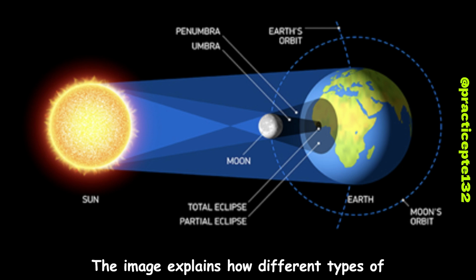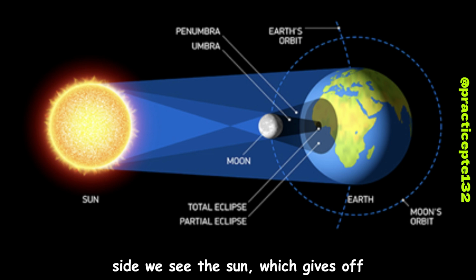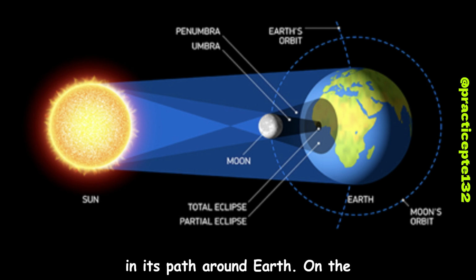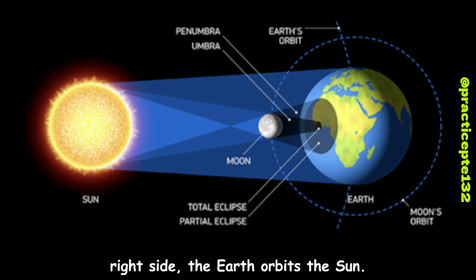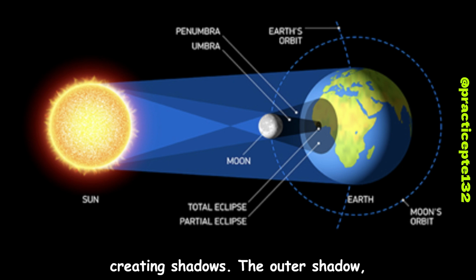The image explains how different types of solar eclipses happen. On the left side, we see the sun, which gives off light. In the middle, the moon moves in its path around Earth. On the right side, the Earth orbits the sun. The moon blocks some of the sun's light, creating shadows.